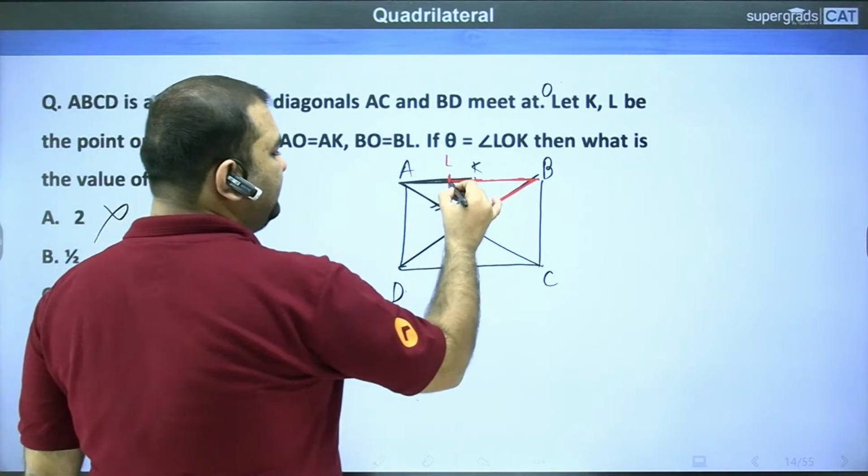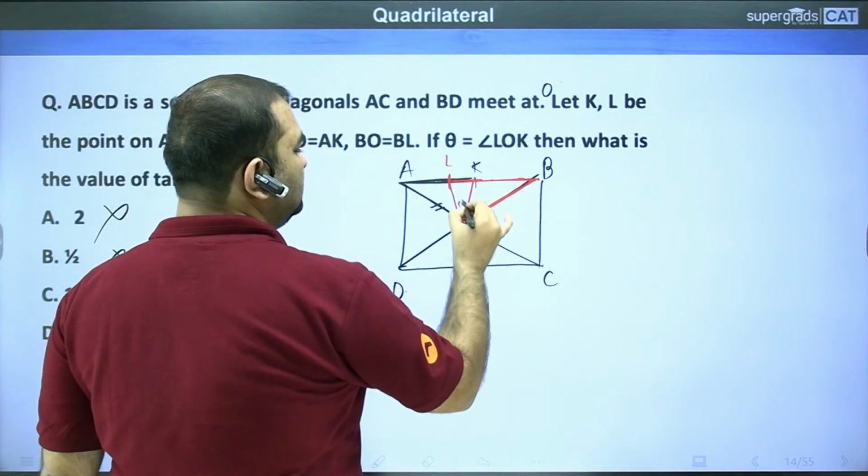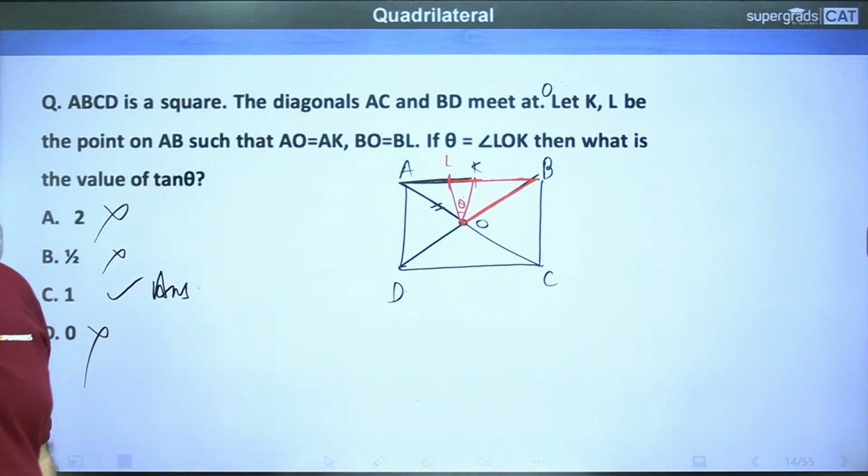Angle LOK is given as theta. What is tan theta?